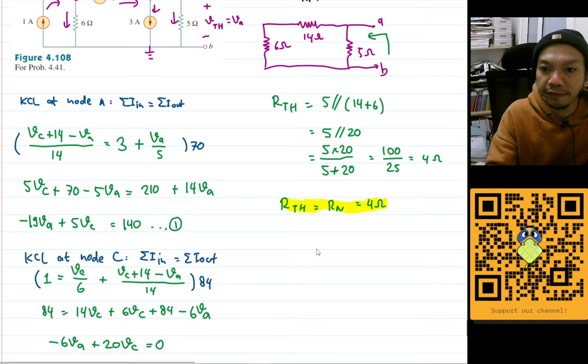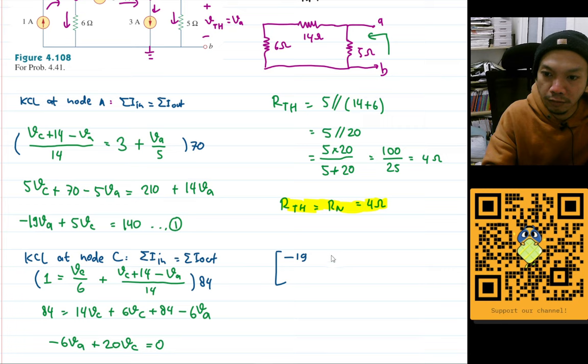Now let's put this into matrix form here. So I will have minus 19, 5, and then minus 6, and then 20, and that will be VA and VC, right? And the result vector will be 140, and then this one will be 0.